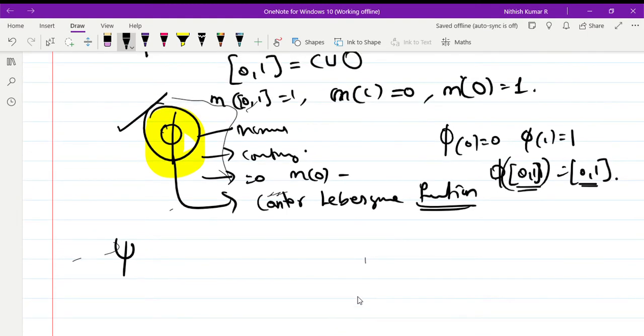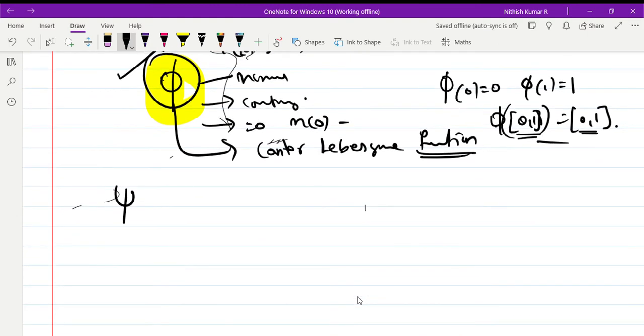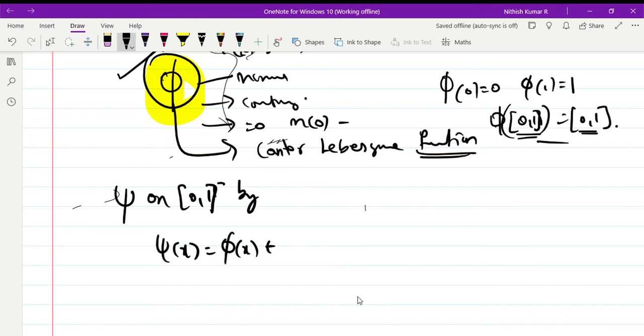Okay, we need this. Now we define one more function xi on the closed interval [0, 1] by xi of x equals phi of x plus x. Now clearly, since phi is increasing and x is strictly increasing, xi is strictly increasing. It's a strictly increasing function.